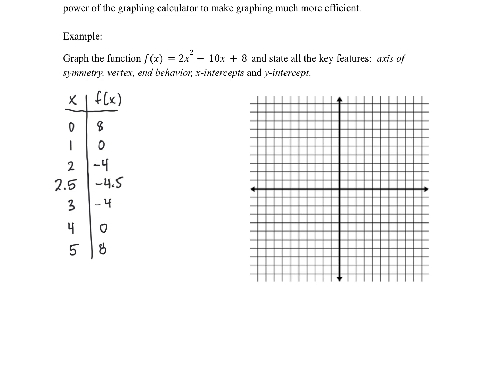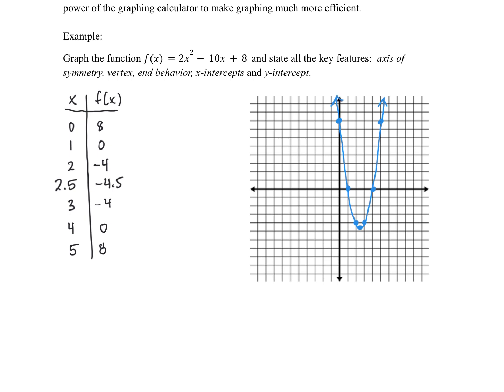So now I can go ahead and graph this. 0, 8. I'm going to use a different color. 1, 2, 3, 4, 5, 6, 7. 0, 8. 1, 0. 2, -4. 2.5, -4.5. 3, -4. 4, 0. And 5, 8. And then I'm going to draw my quadratic. Nice smooth curve. You can always take a picture of what it's supposed to look like by using the graph feature of your calculator. So there's my quadratic.